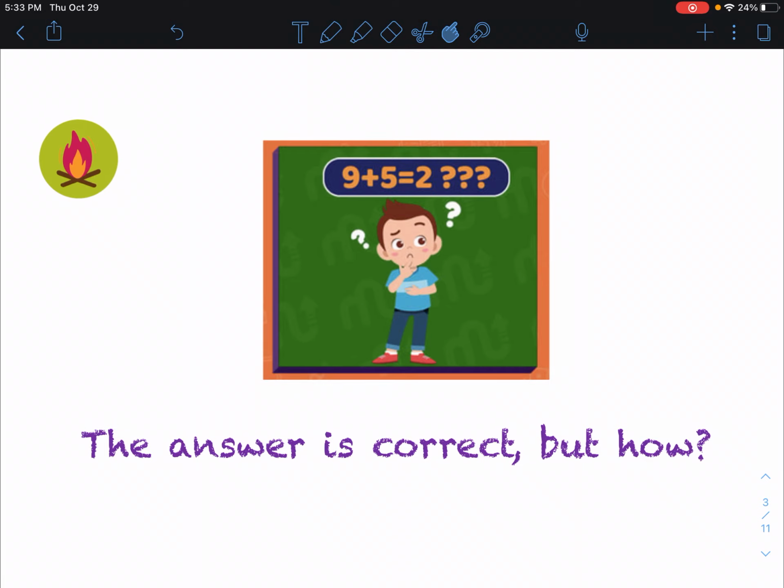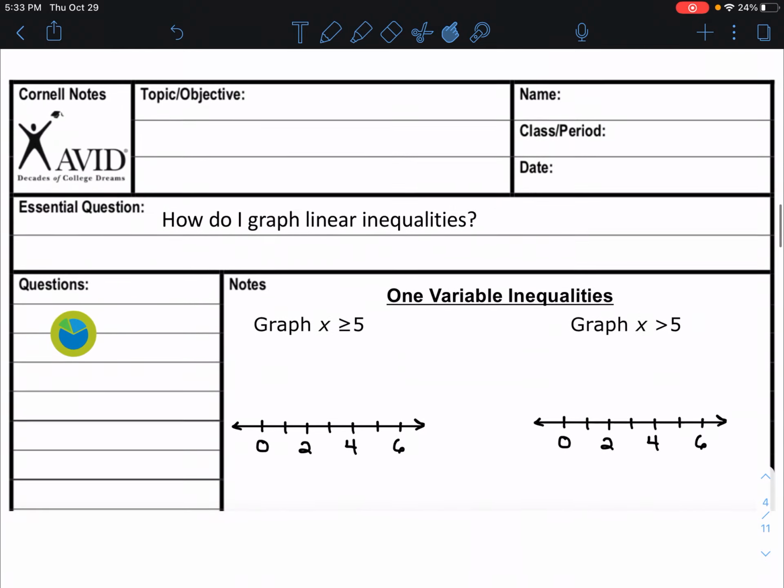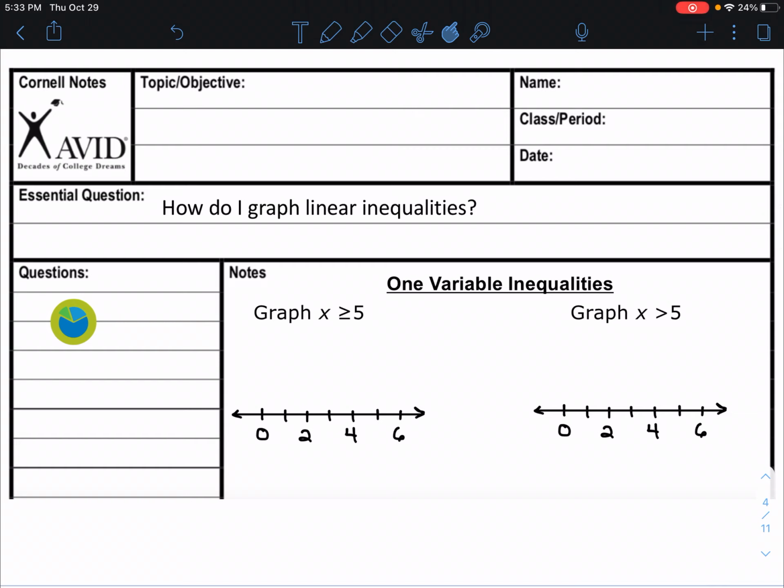Okay, so I want you to take a look at this picture. The answer is correct, but how? We'll pause here. All right, how do I graph linear inequalities?